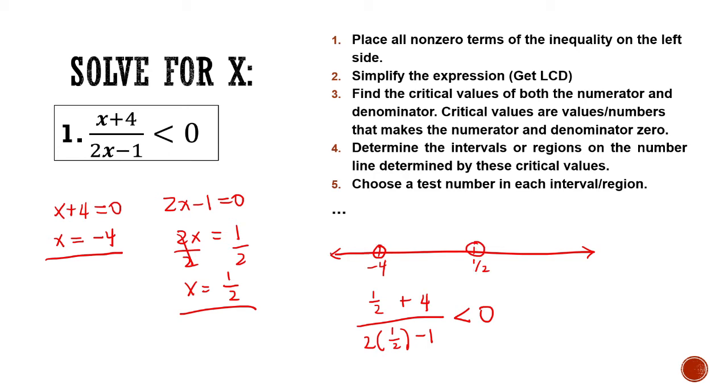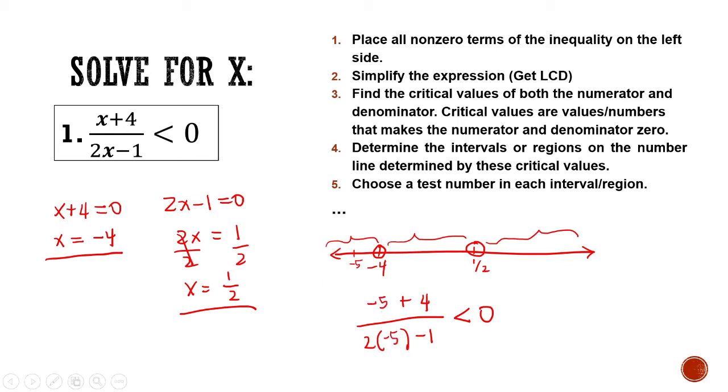Now, actually, there are 3 regions in the number line. So what are we going to do? We get numbers from these regions and we're going to substitute it in the rational inequality and see if it will yield a true and valid inequality or statement. So, kumuha tayo ng isang value sa region na to. So, sa left ng negative 4, let's try to substitute negative 5.